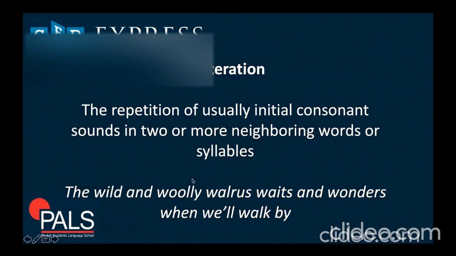For example, here, the wild and woolly walrus waits and wonders when we'll walk by. So the W's here are an alliteration. They are repeated sounds or syllables that are put together. So normally things like tongue twisters are alliteration, like seashells by the seashore, Peter Piper picked a peck of pickled peppers, and others.